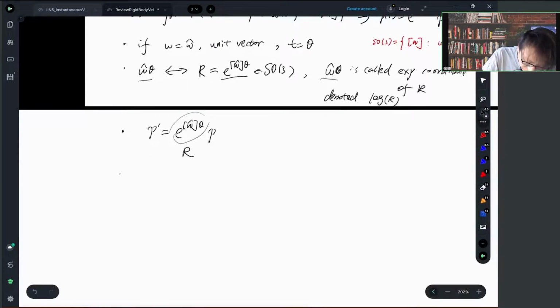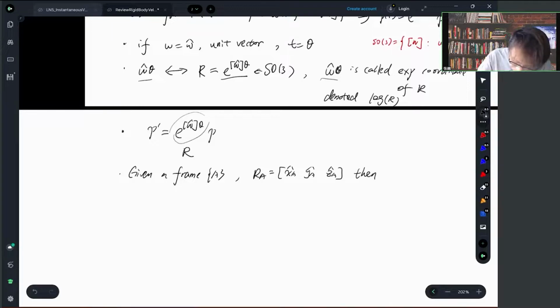Okay, now this rotates a point. If I give a frame, let's say given a frame A, then RA, the orientation of A, is XA hat, YA hat, ZA hat. Then let's say R times RA means, Hongbo, what does this mean?